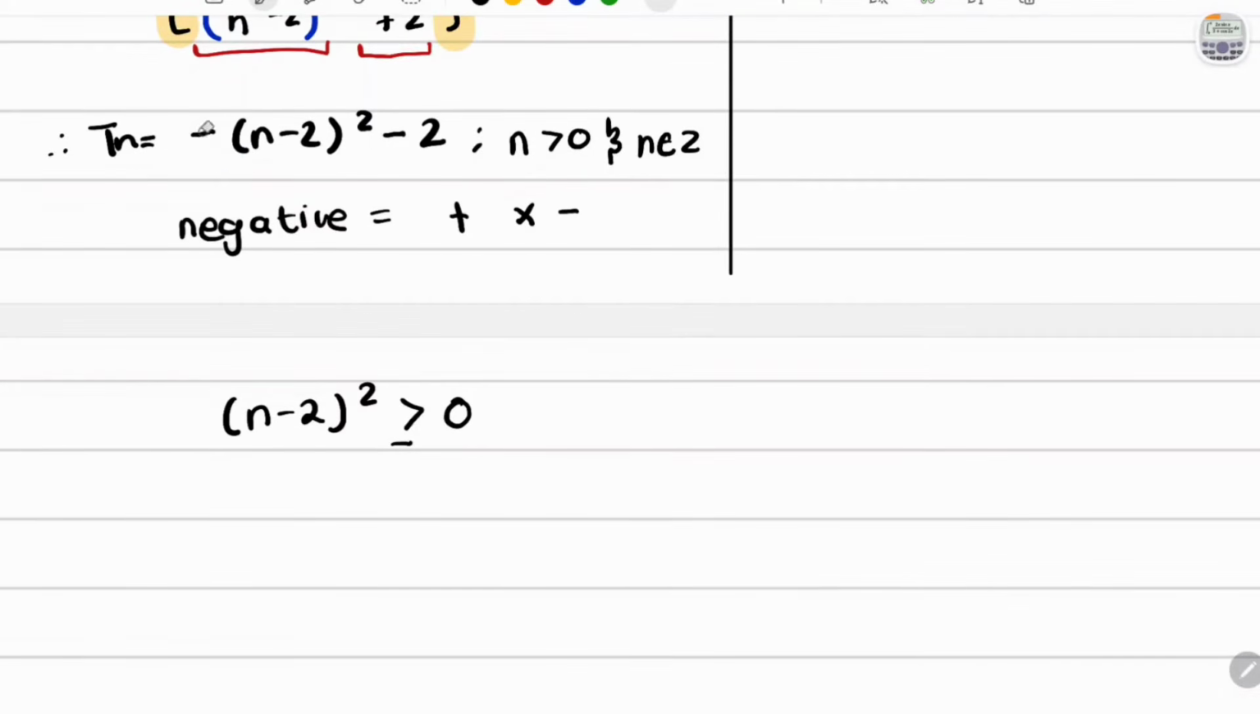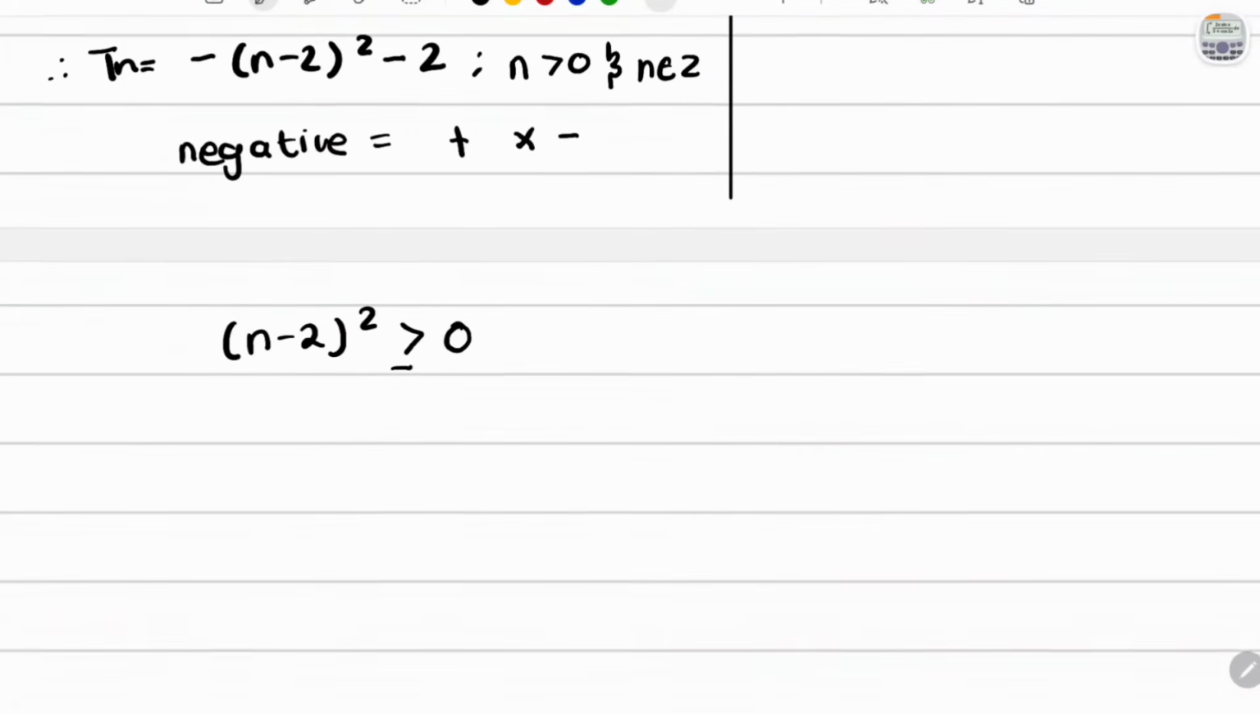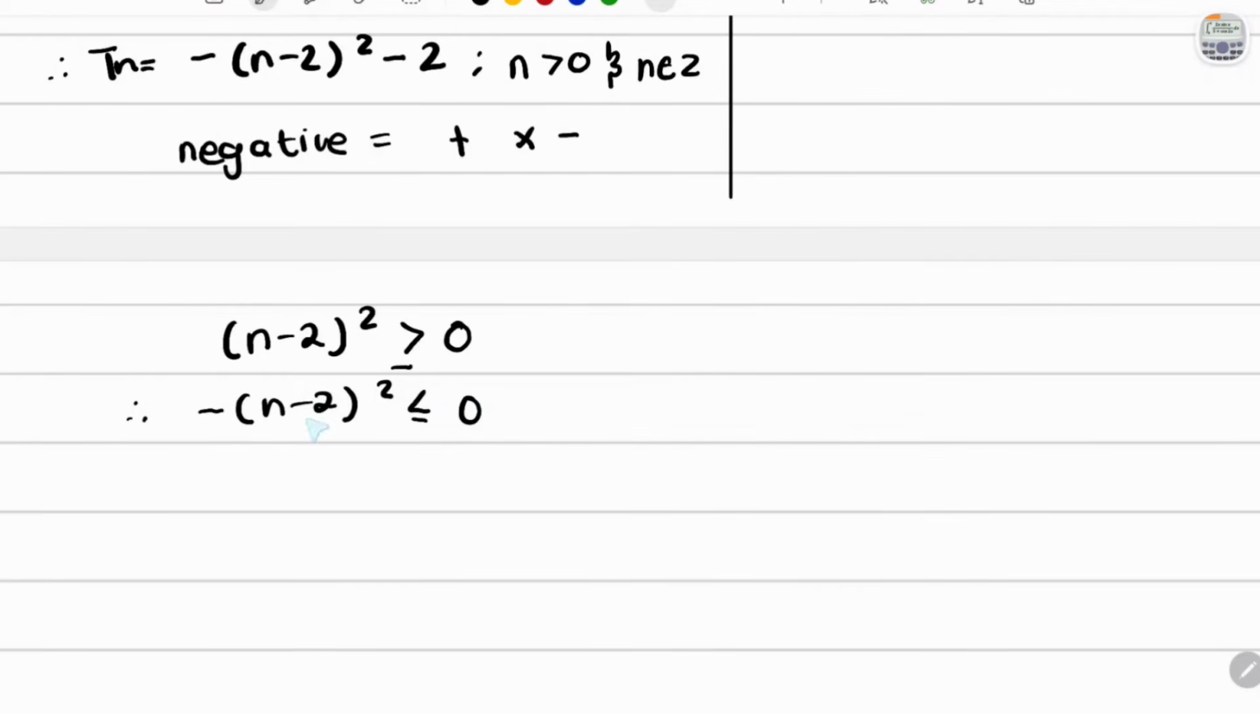But then what happens is we have a negative in front of that. So if this will always be positive, it means that, because you put a negative in front of it, it will always be negative. So it's either going to be less than 0 or equal to 0. I also have to consider that as well, because that could be equal to 2. So that is always going to be equal to 0 or negative.